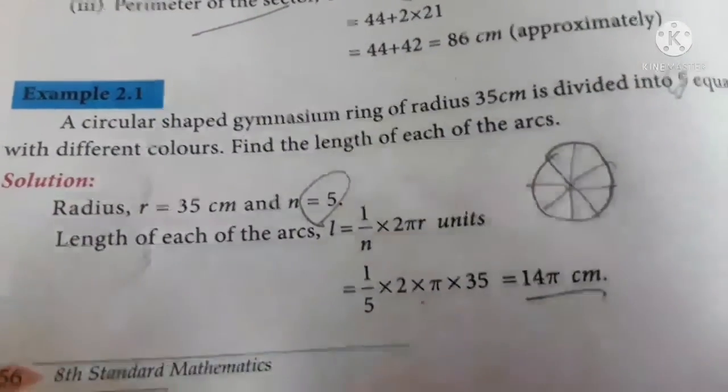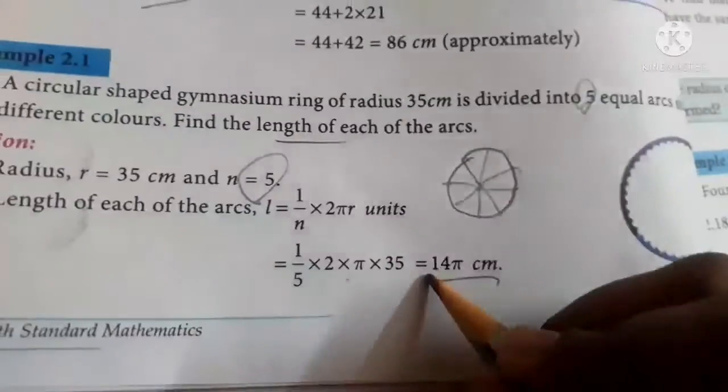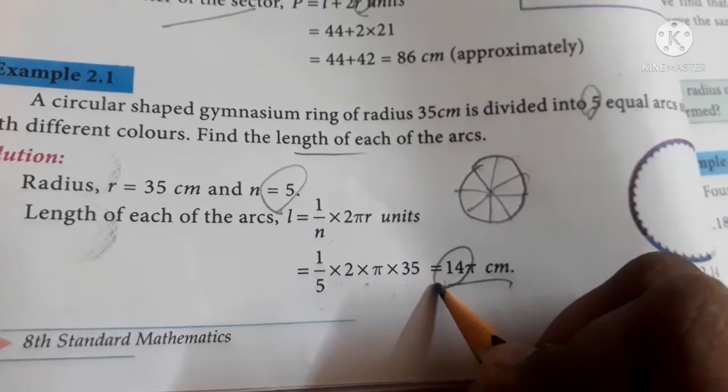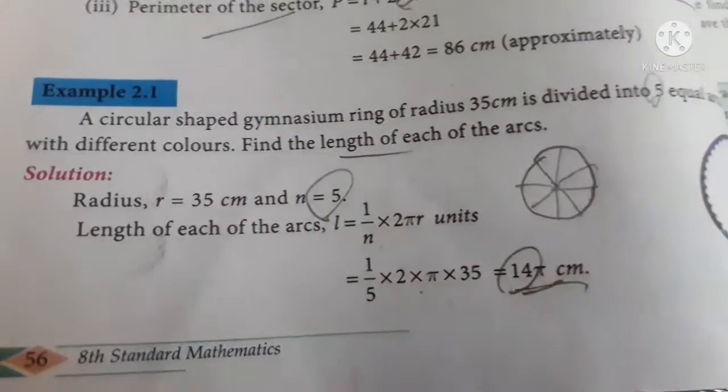Okay. Here they are only asking the length of each of the arcs. So I'll not make it more complicated. So let us leave it as just 14 pi itself.